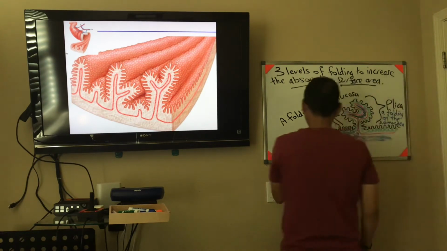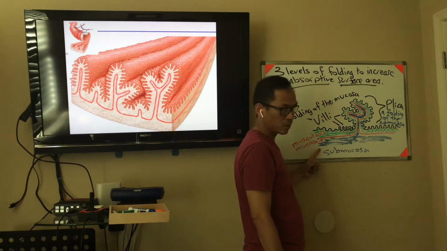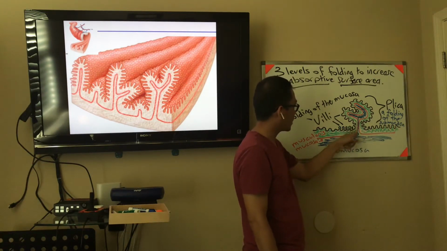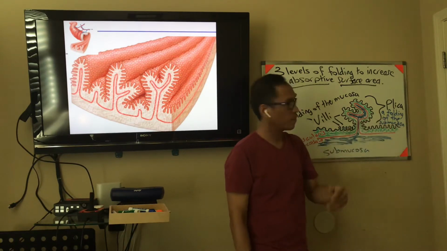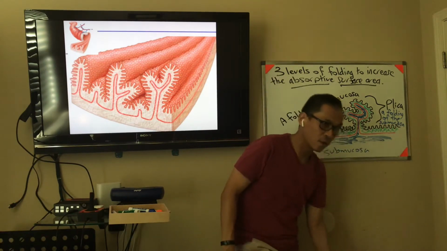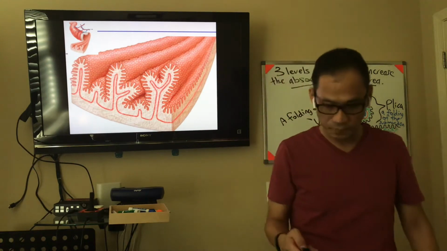But notice deep to the muscularis mucosa is submucosa, this blue connective tissue. The plica fold all the way down into the submucosal layer. So that's why I say the plica is a folding of the submucosa. Okay?